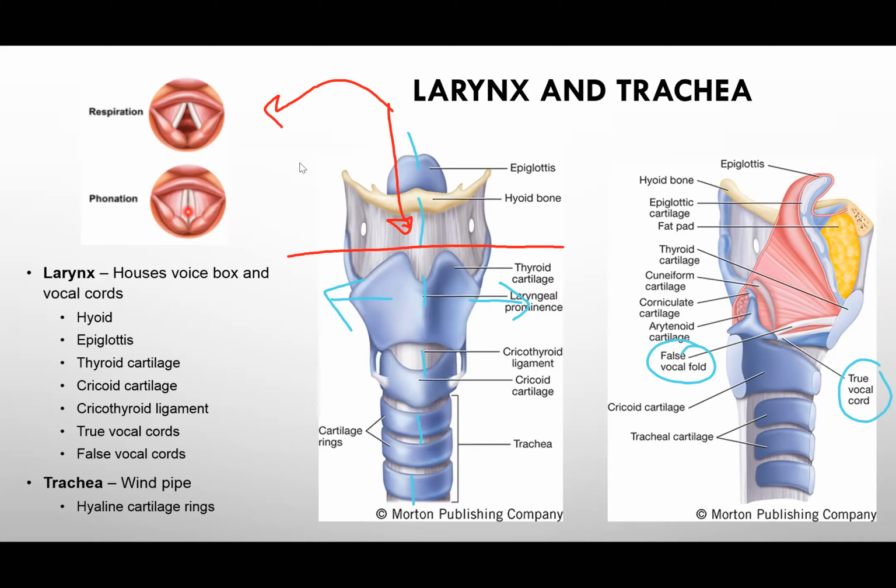So these are just the major structures of the larynx and the trachea. And one more thing I'll mention before I move on to the next slide. The false vocal folds essentially don't have a role in speaking or in phonation, except if you're screaming. That's the only time the false vocal folds will also aid in phonation. Okay.